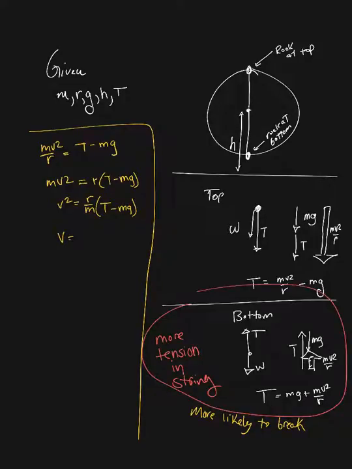So v is the square root of r over m times t minus mg.